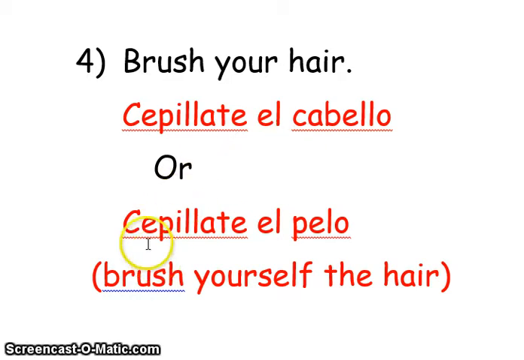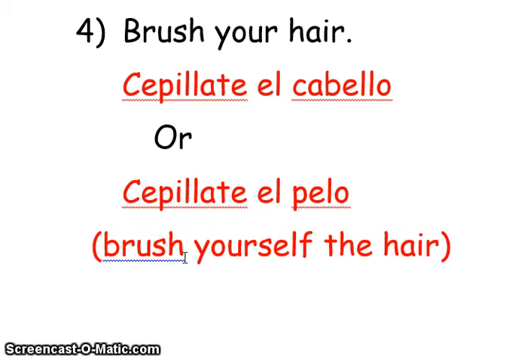Okay, so here's the other way. Cepíllate el pelo. Cepíllate el pelo. Cepíllate el pelo. Now you try. And in Spanish, you have to be really careful where you put the accent in your words, because you can't say cepillate. You have to say cepíllate. You're kind of like giving a command. Cepíllate el pelo. You know, just be careful with that. Okay? All right, so let's move on.